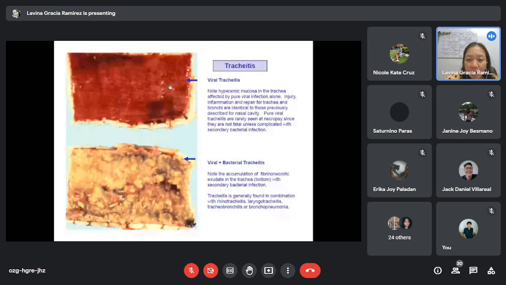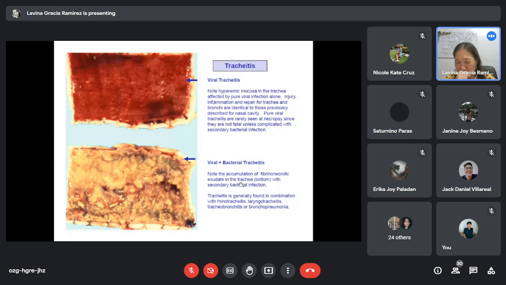Now viral bacterial tracheitis, depending on the invasion of secondary bacterial infections. The description of the lesion in viral plus bacterial tracheitis is an accumulation of fibrinonecrotic exudates in the trachea. The tracheitis or inflammatory condition occurs in combination with rhinotracheitis, laryngotracheitis, and tracheobronchitis, and during progressive development it could reach bronchopneumonia.